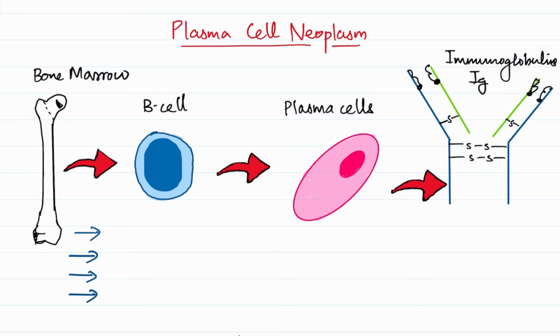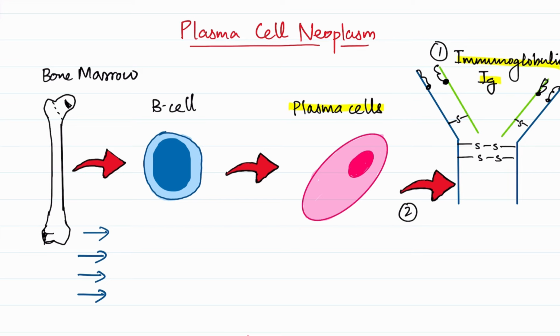Now, plasma cell neoplasm, as the term suggests, is the neoplasm involving the plasma cells. So what happens when the plasma cells undergo neoplastic change? These plasma cells will secrete excess of immunoglobulins. So that is the first point: there will be excess Ig secretion. And secondly, along with that, these secretions are abnormal.